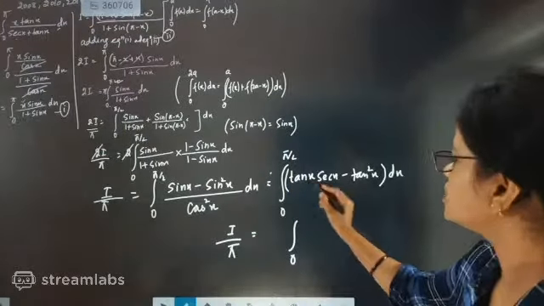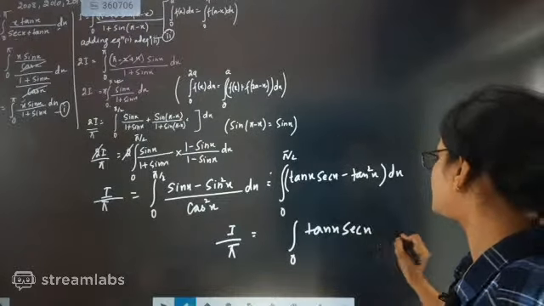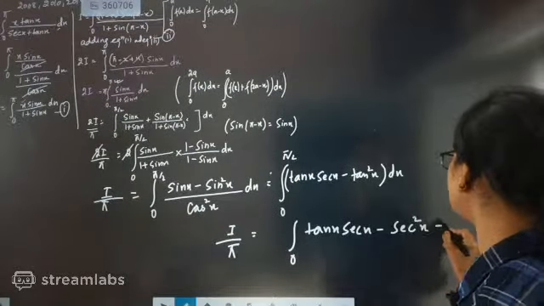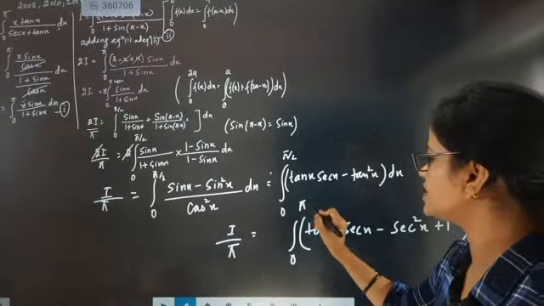Now look here. So this part is going to come. I am not going to touch this section now, the way I did last time. It is going to come minus secant square x plus 1 dx. Upper limit, lower limit same intact.